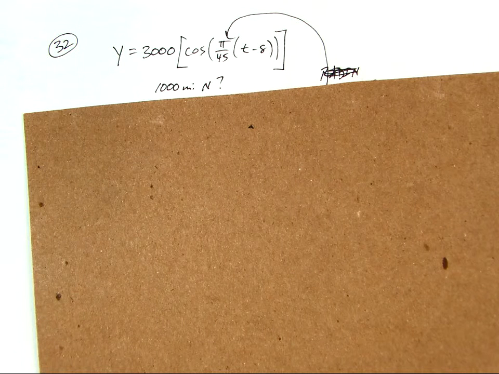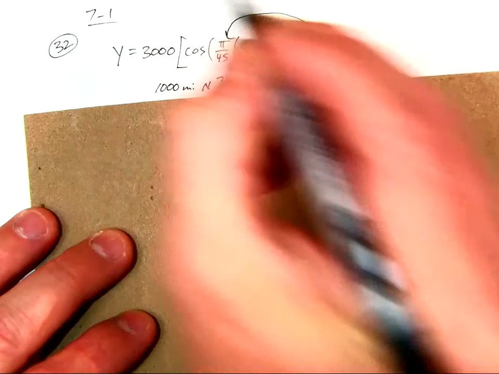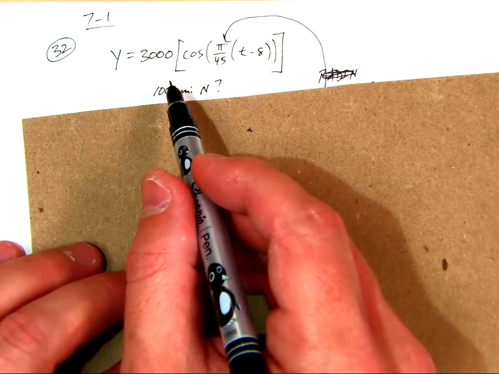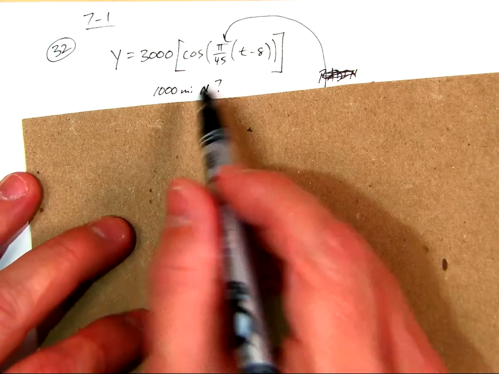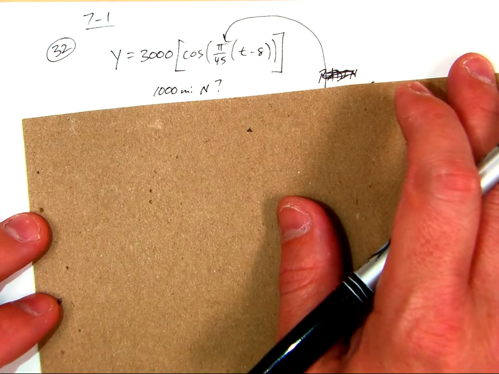Okay, here's some quick explanation to help with the PS time for 7-1. The first problem, you've got this satellite that's orbiting, and it gives you some equation like this, and they want to know when it's 1,000 miles north. A couple things to help you figure this out. I'm not going to show you the whole answer or all the mechanics. This is just a quick explanation video.